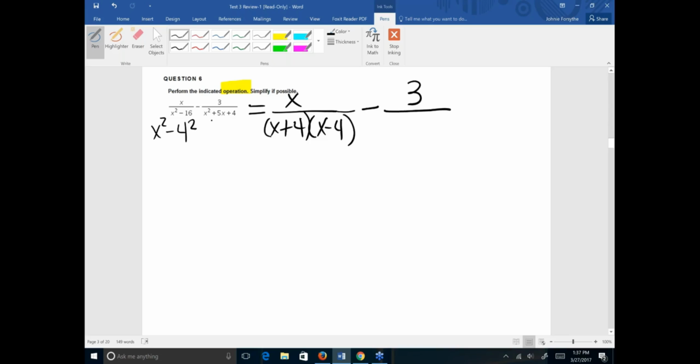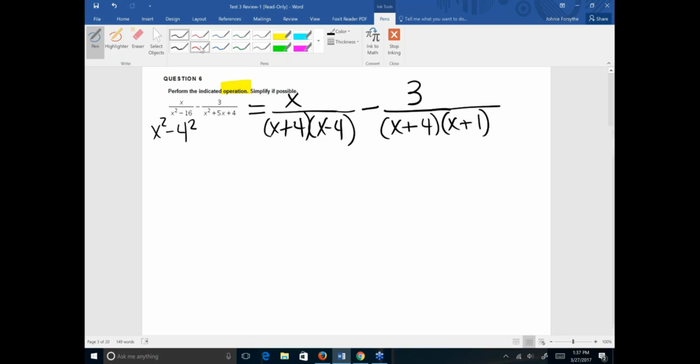to factor this trinomial. So the leading coefficient is a 1, so I can set up my binomials. The first sign is positive, and then multiply the signs to get the next sign, which would also be positive. And I need two numbers that will multiply to give me 4 and add to give me 5, so that would be 4 and 1.